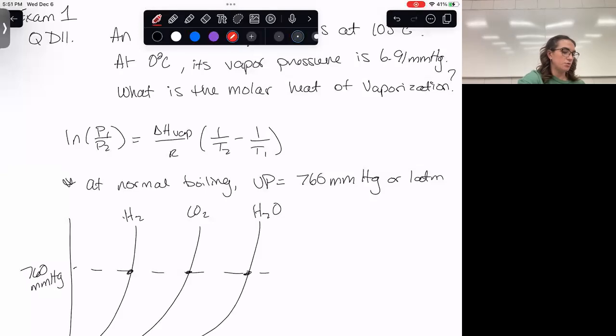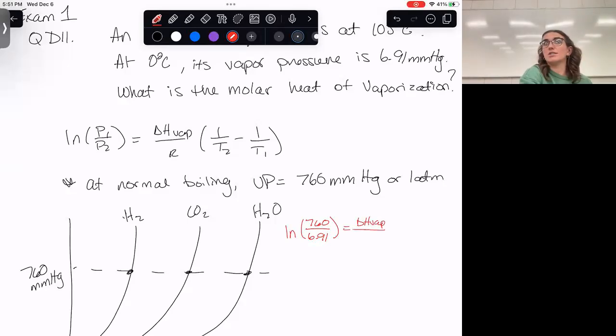So if we were to plug in this equation, what would we have? We would have ln, what would be P1? It could be the 760. What would be P2 then? 6.91. We don't know the delta H of vaporization.